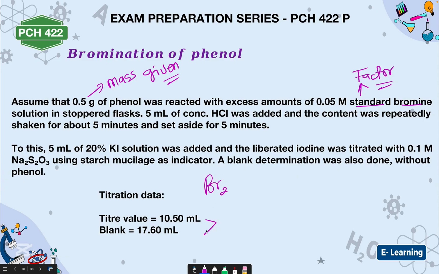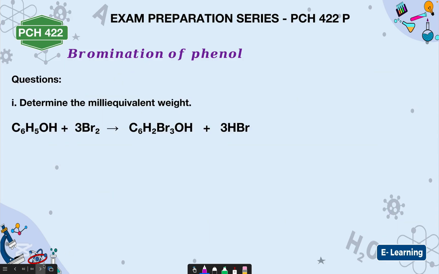Now, to get the amount of bromine that reacted with phenol, which you are going to use as your titer volume, you substitute 17.60 minus 10.50, and that will give us 7.1 ml. So the amount of bromine, which is our titer value that we are going to use to solve, will be 7.1 ml. Is that okay? Take note of all this.